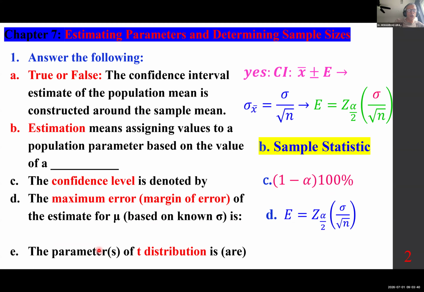The parameter of a t distribution is only df, which stands for degrees of freedom.